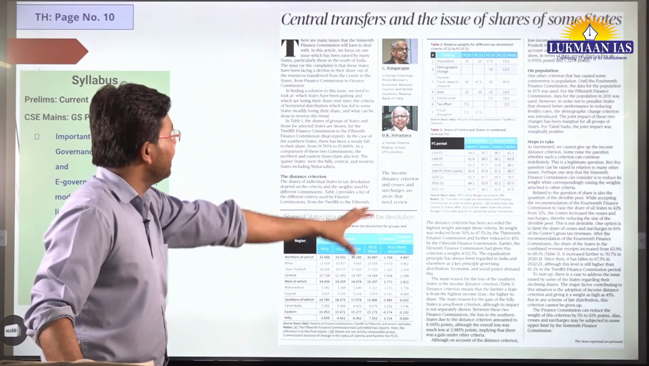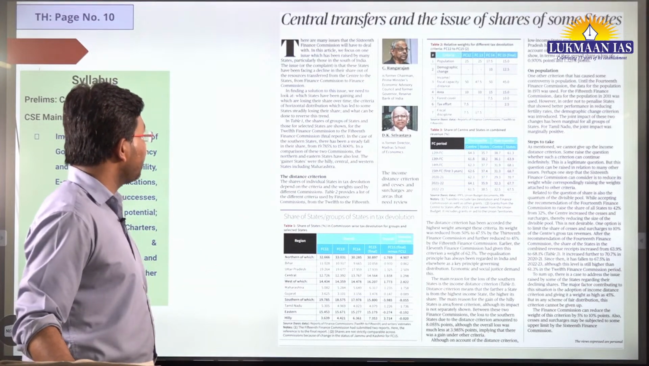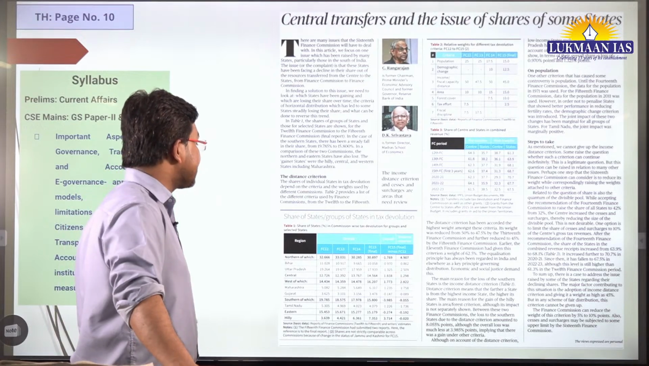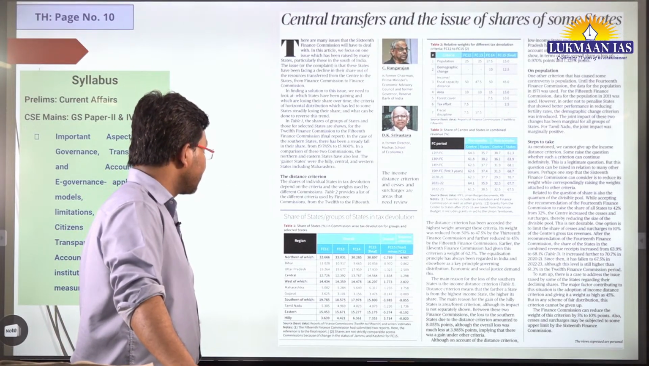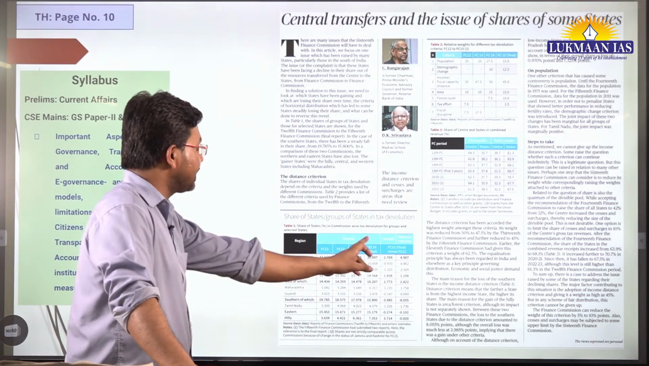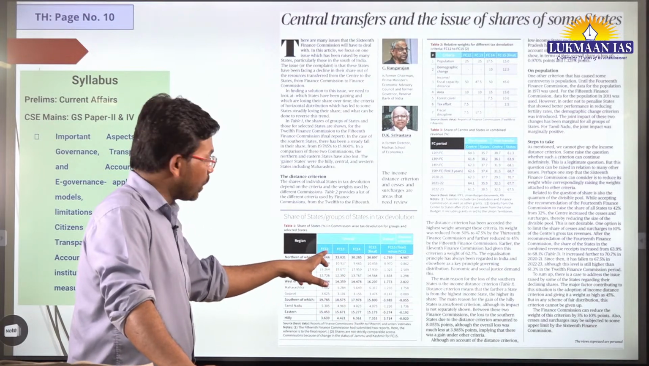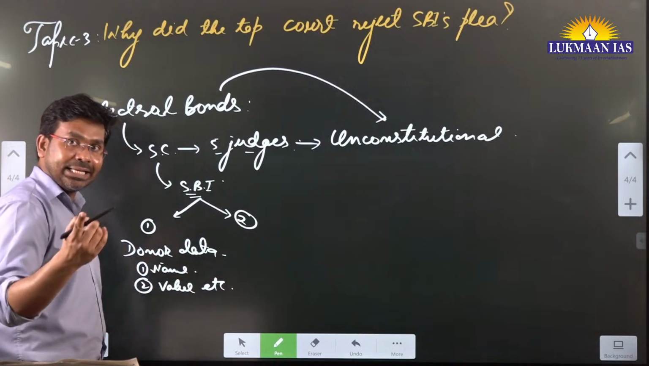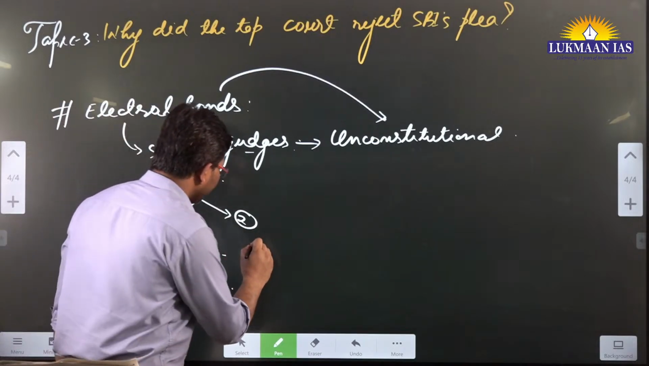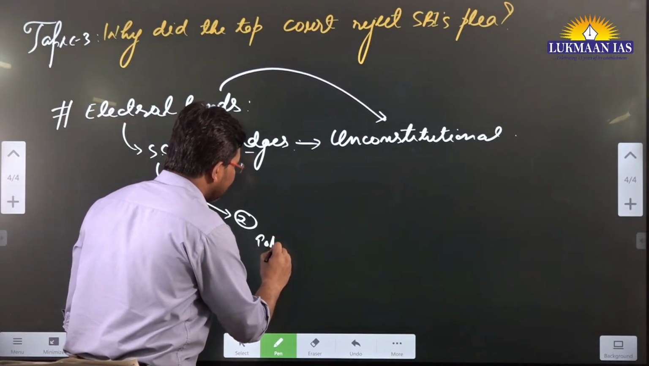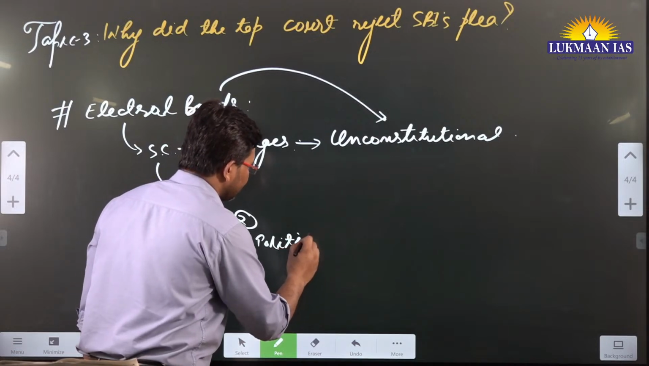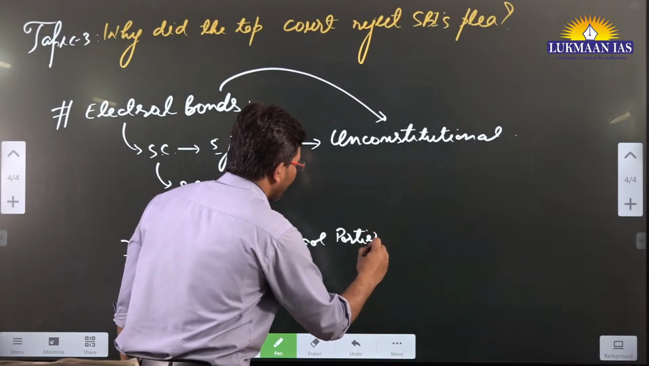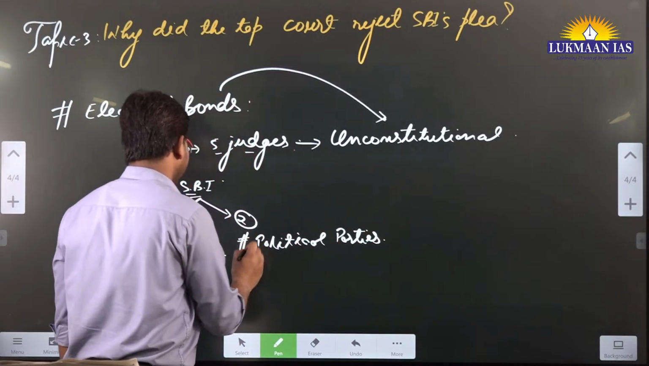They have given three tables also. One of the tables talks about the share of states in commission-wise tax devolution for groups selected, like which state received what, Finance Commission 12, Finance Commission 13, Finance Commission 14. And the second thing is data related to political parties. So which political party received what amount from which donor.